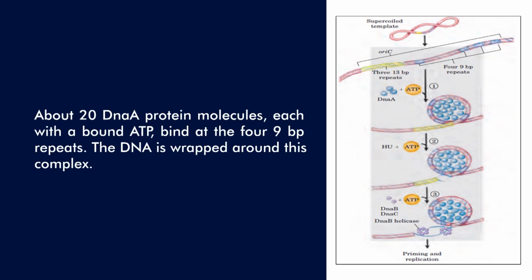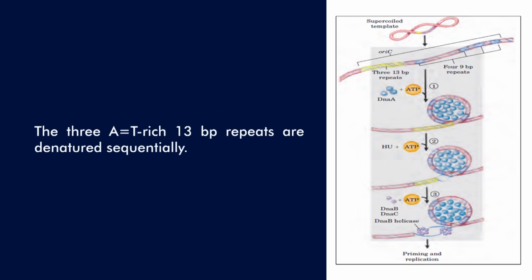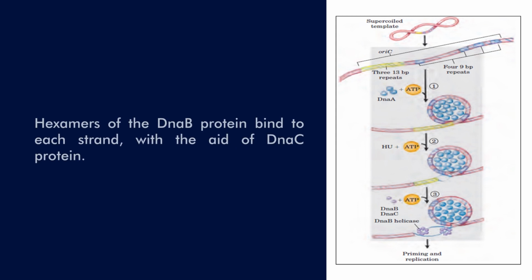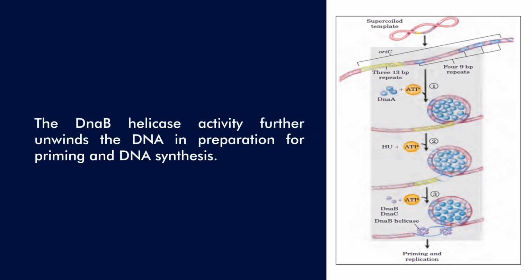First, about 20 DNA A protein molecules, each with a bound ATP, bind at the 4 9-base-pair repeats. The DNA is unwrapped around this complex. The 3 AT-rich 13 base pair repeats are denatured sequentially. This process requires ATP and the bacterial histone-like protein, that is HU. Hexamers of DNA B, the helicase protein or enzyme, bind to each strand with the help of DNA C protein. The DNA B helicase activity further unwinds the DNA in preparation for priming and DNA synthesis.